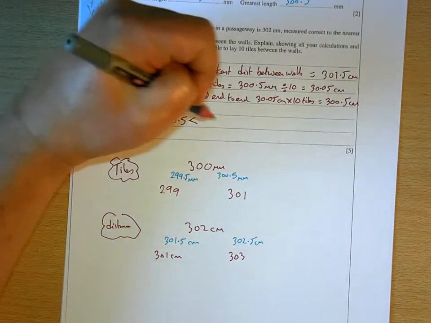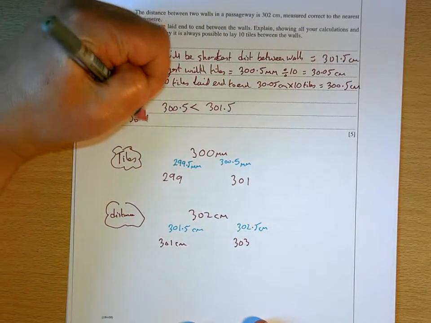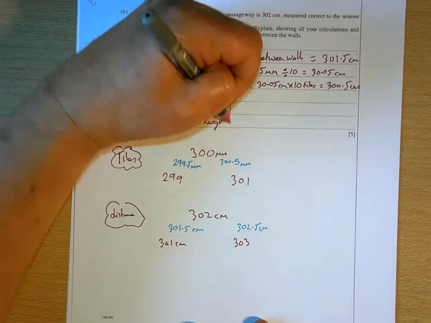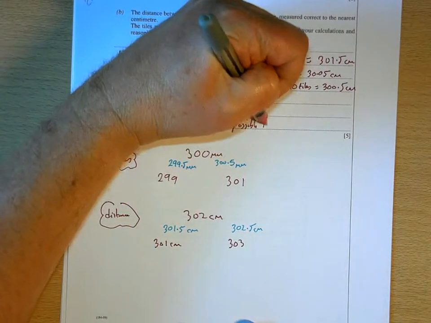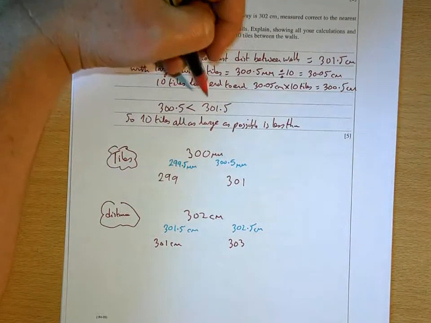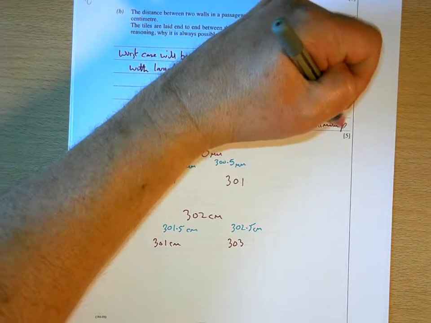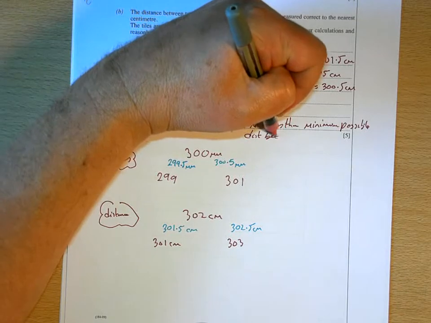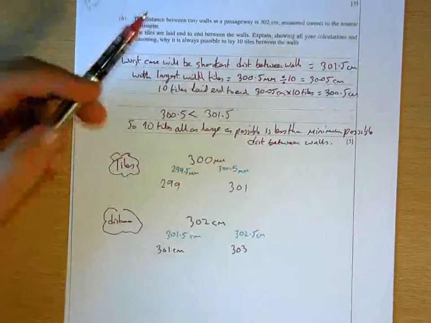300.5 is less than 301.5. So 10 tiles, all as large as possible, is less than the minimum possible distance between the walls. So let's go through that again because it's quite tricky.